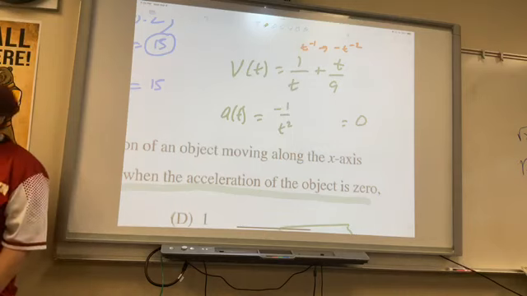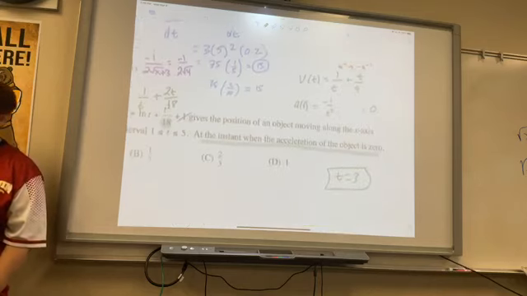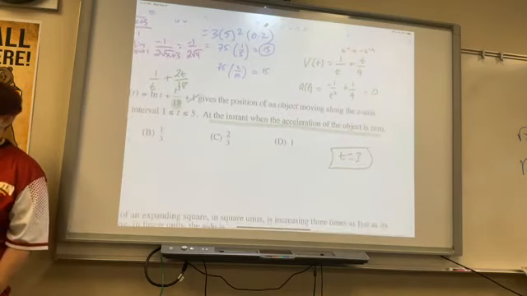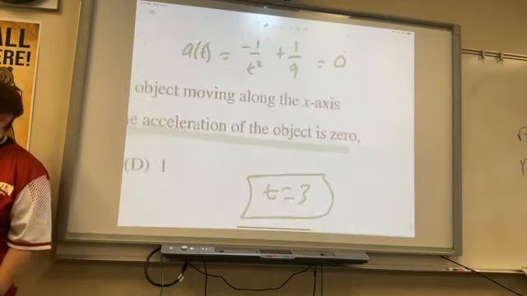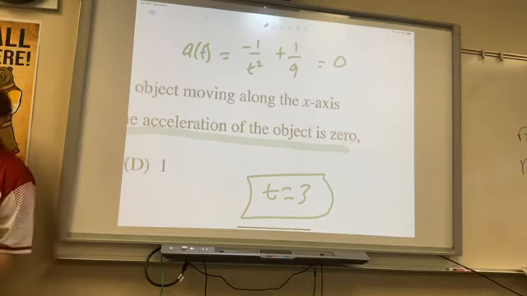Okay. t over 9, what's the derivative of that? The derivative would be 1/9, because 1/9 is a constant. Relax. Now, t to the negative 1. Break it down. Negative 1 over t squared is the first part, right?